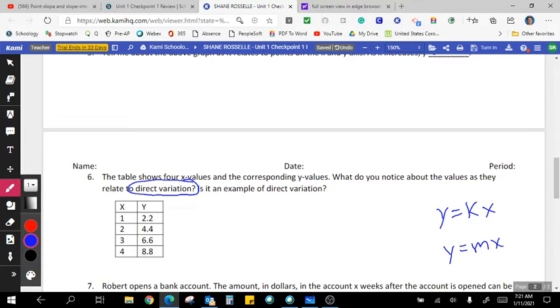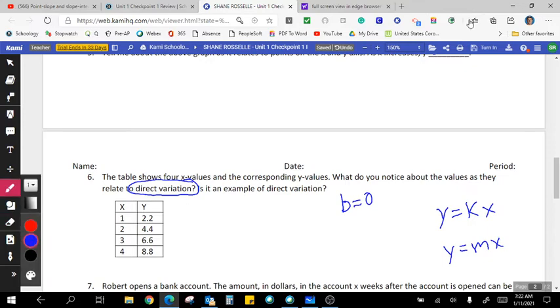So what that means is that it's not that there is no starting point or there is no y-intercept. It means that the y-intercept in direct variation, b equals 0. Okay? Because there's nothing, we wouldn't have to write down plus 0, right? We don't need to do that. Okay, that's just repetitive. So it says, what do you notice about the values as they relate to direct variation?